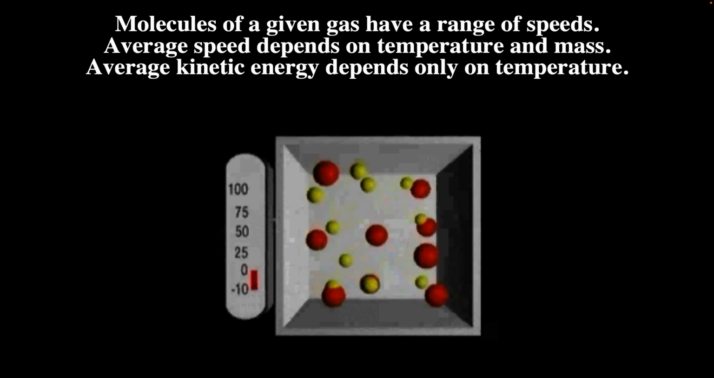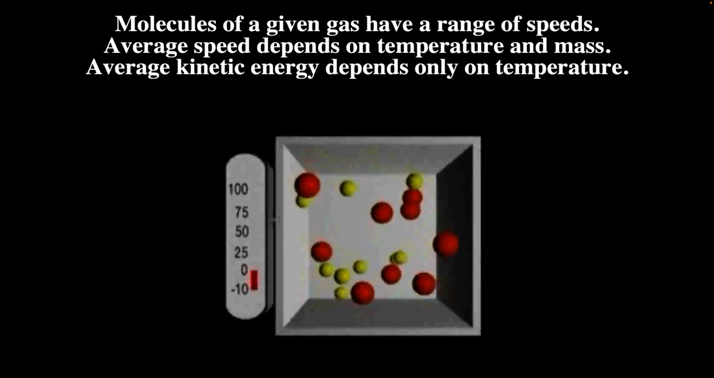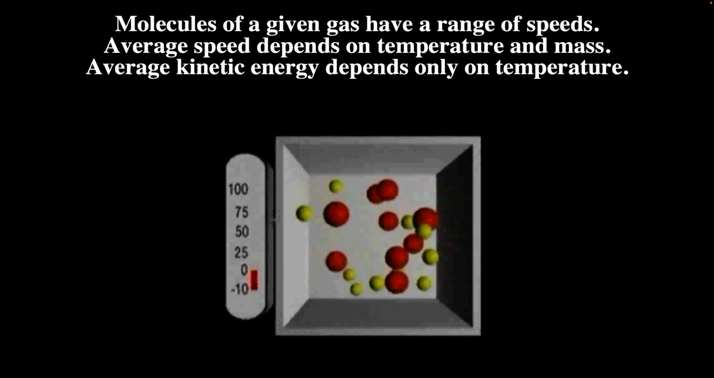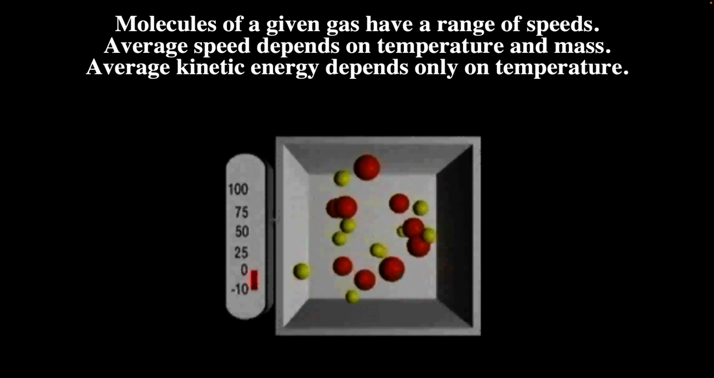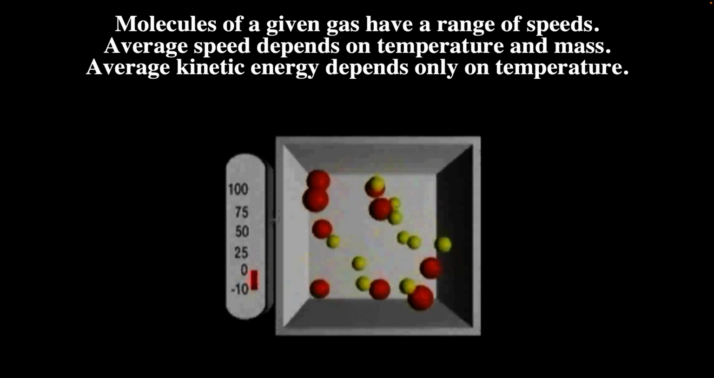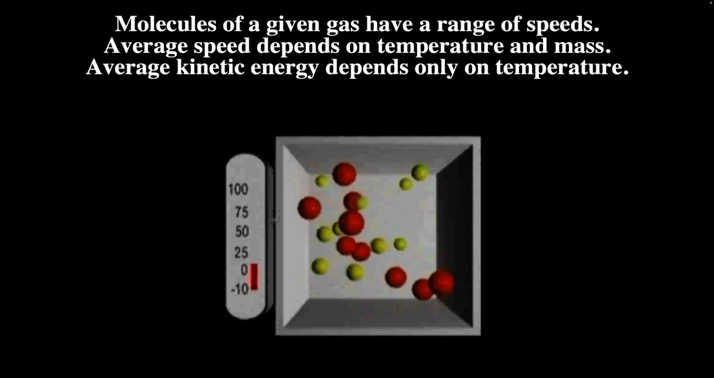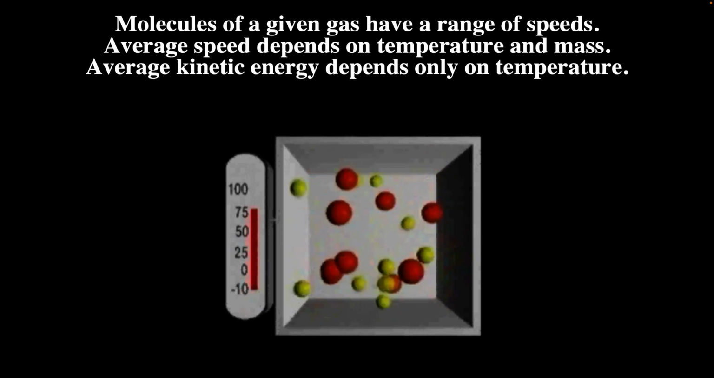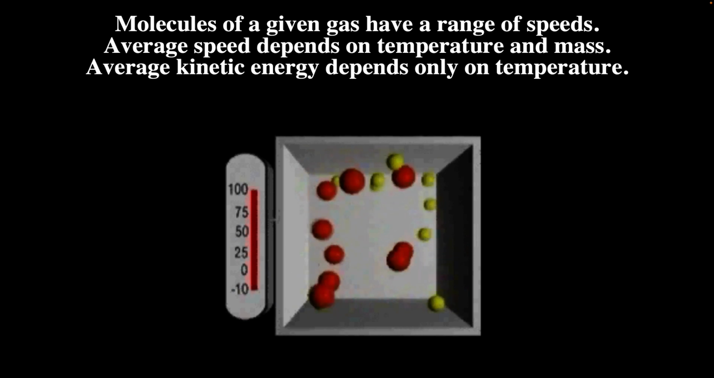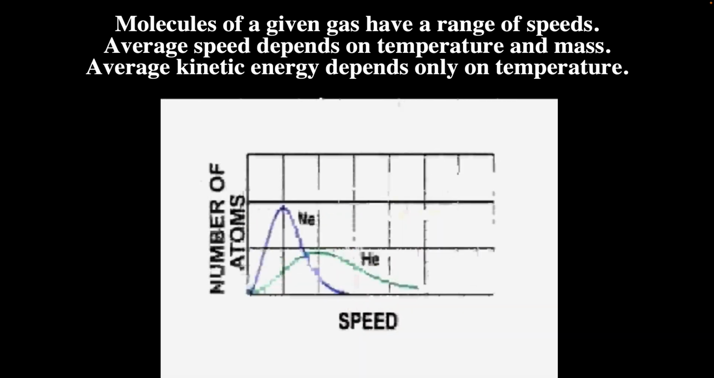Here we see a mixture of two gases with different molecular masses, helium and neon. The more massive neon atoms move more slowly, but they possess the same average kinetic energy as the helium atoms. At a given temperature, the distribution of molecular speeds for helium is much more spread toward high speeds than for neon. As the temperature increases, the average speeds of both helium and neon atoms increase. At any given temperature, their average kinetic energies are the same.